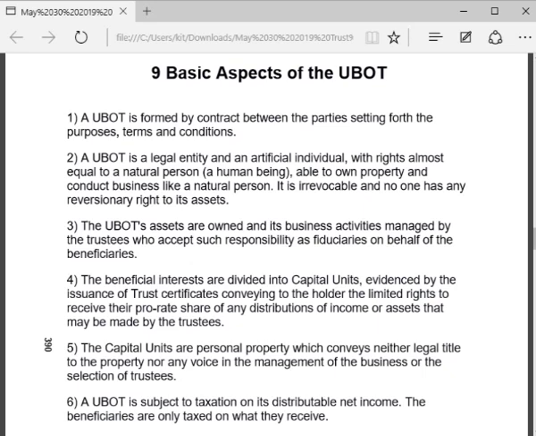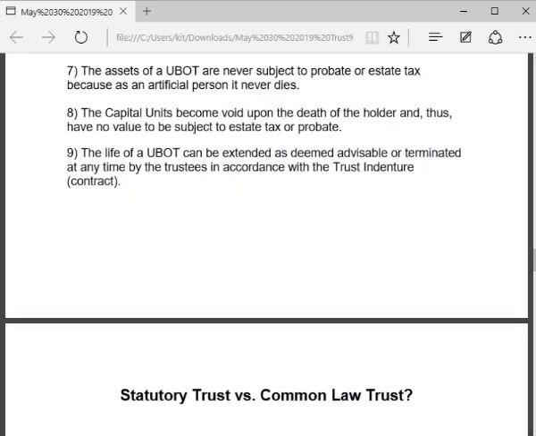6. A UBOT is subject to taxation on its distributable net income. The beneficiaries are only taxed on what they receive. 7. The assets of a UBOT are never subject to probate or tax because, as an artificial person, it never dies. 8. The capital units will become void upon the death of the holder, thus have no value to be subject to estate tax or probate. 9. The life of a UBOT can be extended as deemed advisable or terminated at any time by the trustees in accordance with the trust indenture contract.